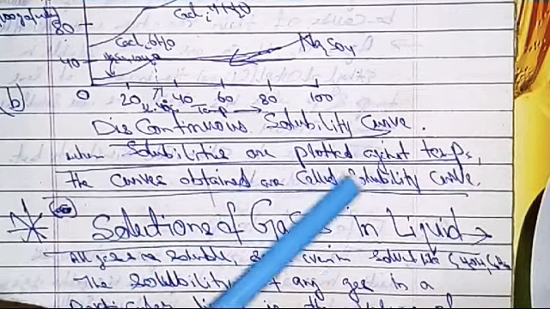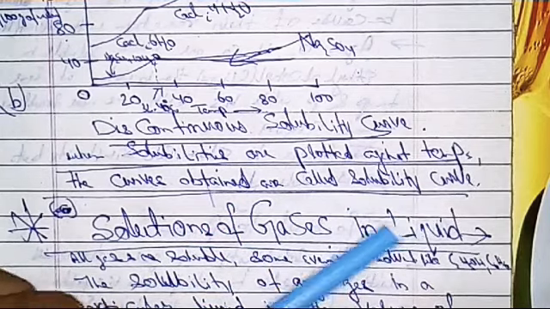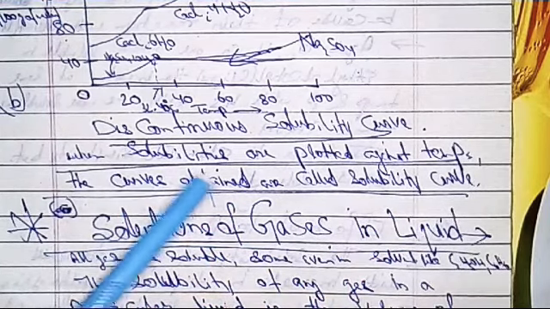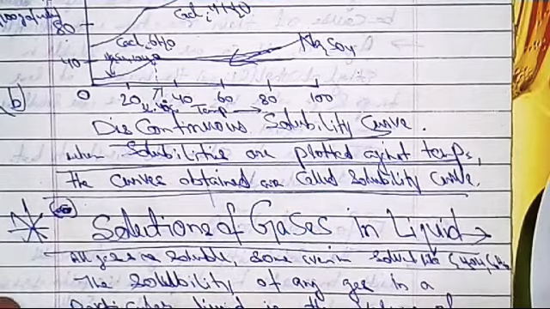When solubilities are plotted against temperature, the curve obtained is called a solubility curve. So what is a solubility curve? When solubilities are plotted against temperature, the curve obtained is called a solubility curve.